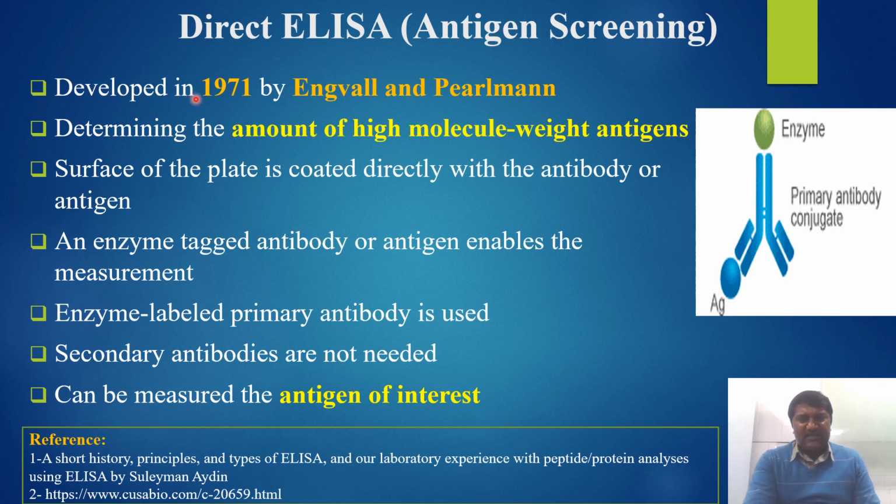It was developed in 1971 by Engvall and Perlmann, and determines the amount of high molecular weight antigen. The surface of the plate is coated directly with the antibody or antigen, and an enzyme-tagged antibody or antigen enables the measurement. An enzyme-labeled primary antibody is used. Secondary antibodies are not needed in this type of ELISA, and the antigen of interest can be measured. In this picture you can see the antigen first, then the primary antibody that is conjugated with the enzyme.